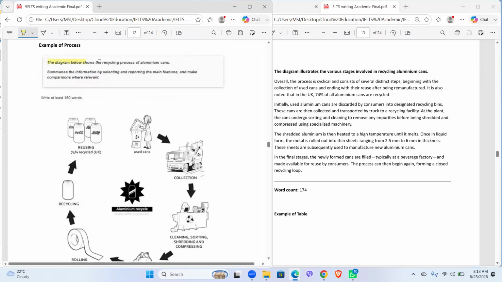So the diagram below shows the recycling process of aluminum cans, right? This is the process. Okay.